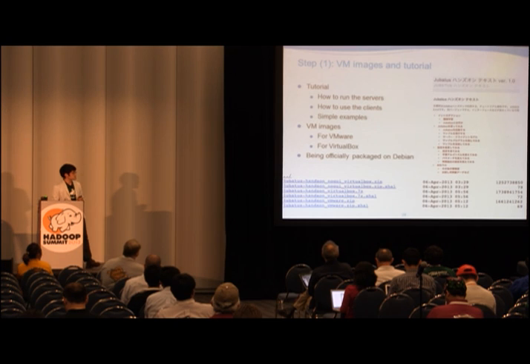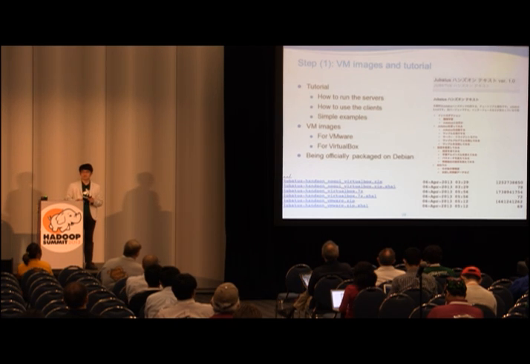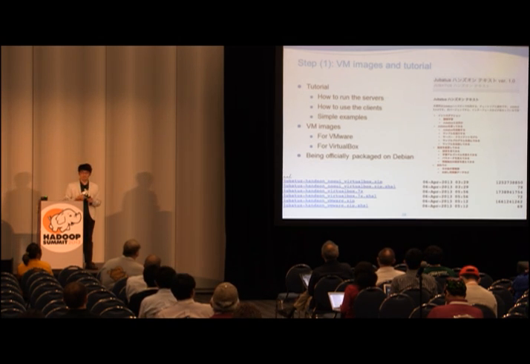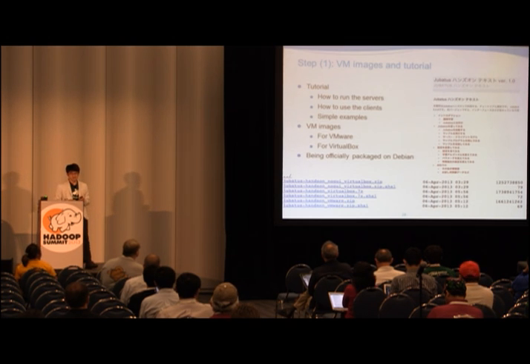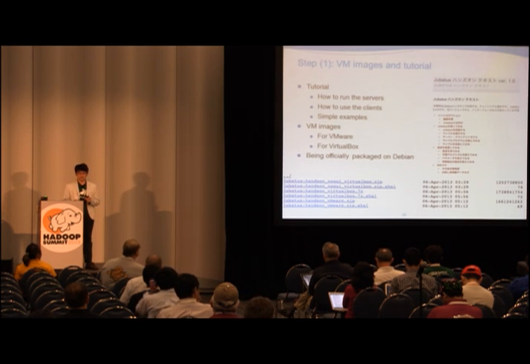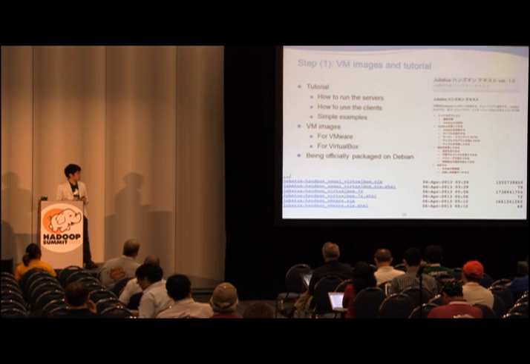And next step, because installation of new software is always annoying, we provide VM images packed with Jubatus. So you can download it from our server and try it. The tutorial includes how to run the server, how to use the client, how to use some simple examples, and how to configure the Jubatus servers. And we have VMs for VirtualBox and VMware, so you can try it on any OS on your side.